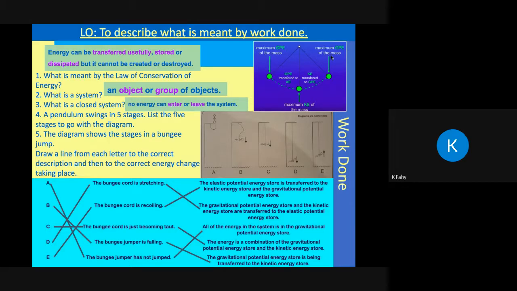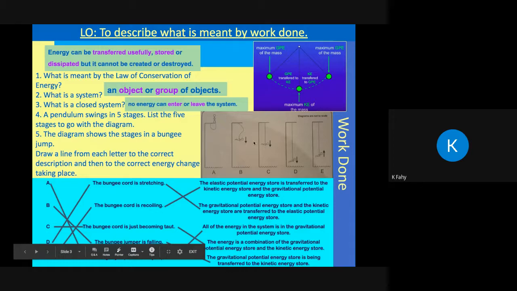And finally, question 5, the diagram shows the stages in a bungee jump. Draw a line from each letter to the correct description and then the correct energy change. For picture A here, we've got our little man standing on a board. So the bungee jumper has not yet jumped. Sorry, I'm waiting for that screen to go down. And that corresponds to all the energy in the system is in the gravitational potential energy store.